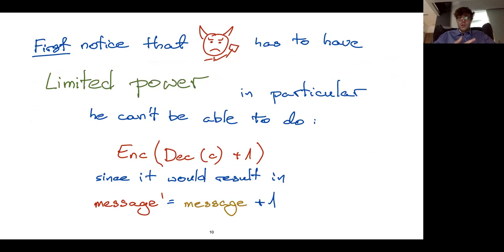First of all, notice that the adversary has to have limited power. In particular, he can't do the following. He can't decode, add one, and re-encode again, because that results in the message being message plus one, which should not be possible.